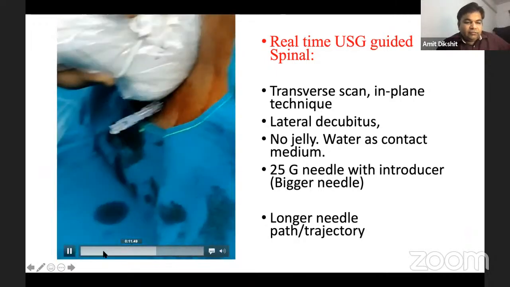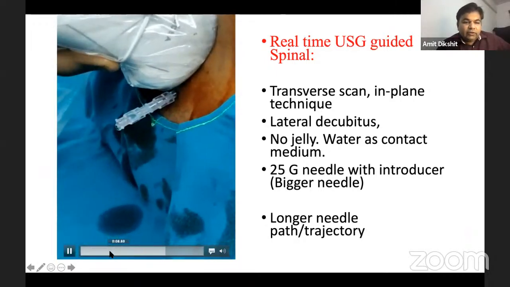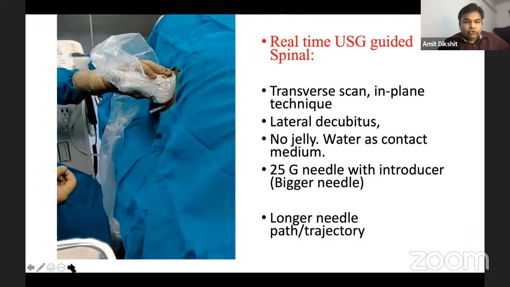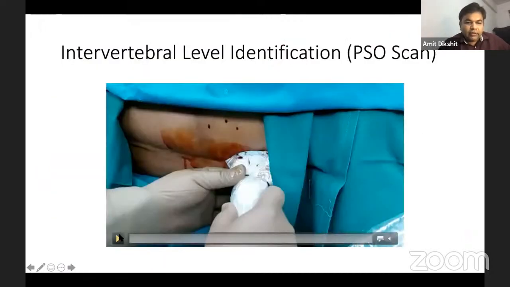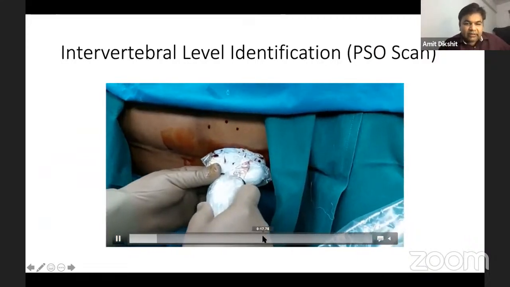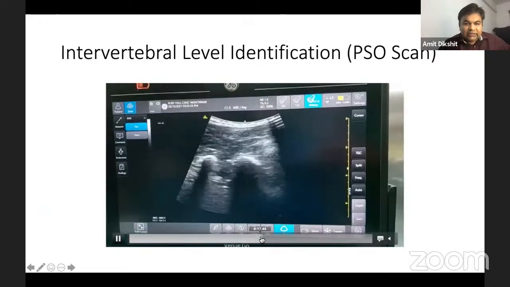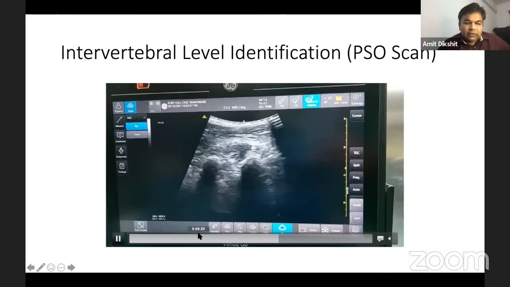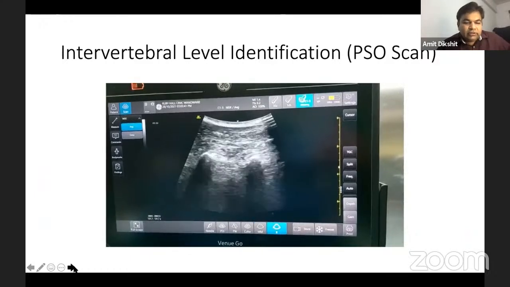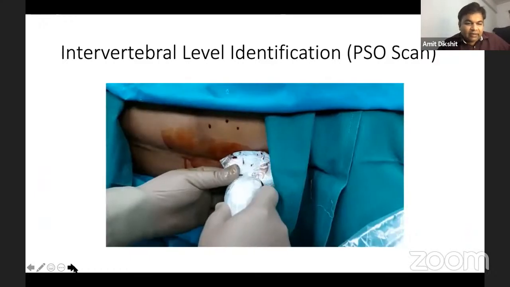So what we have changed in our technique is we have started doing the out of plane technique with a better success rate. So I'll be just showing you how we do it. First and foremost, we mark the intervertebral level, and that we can easily do from the sacrum upwards. If it is a hip surgery, probably L1, L2, and so on and so forth, I can know the exact level.